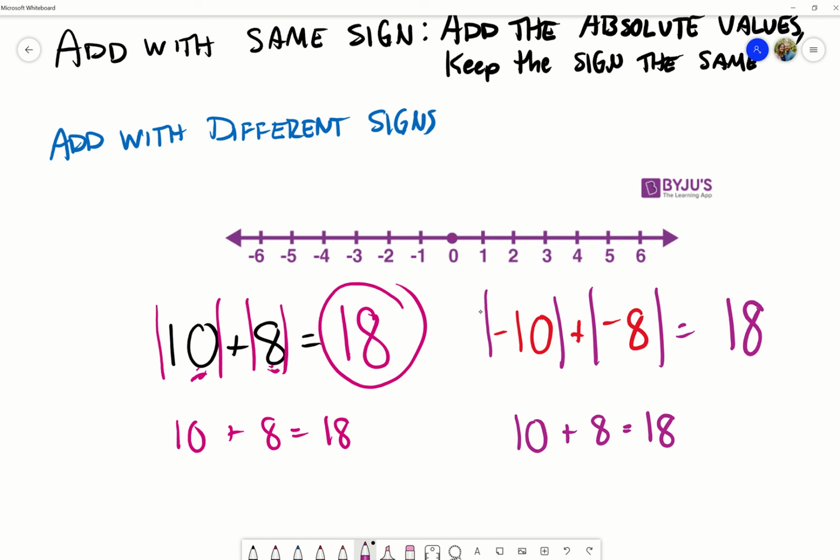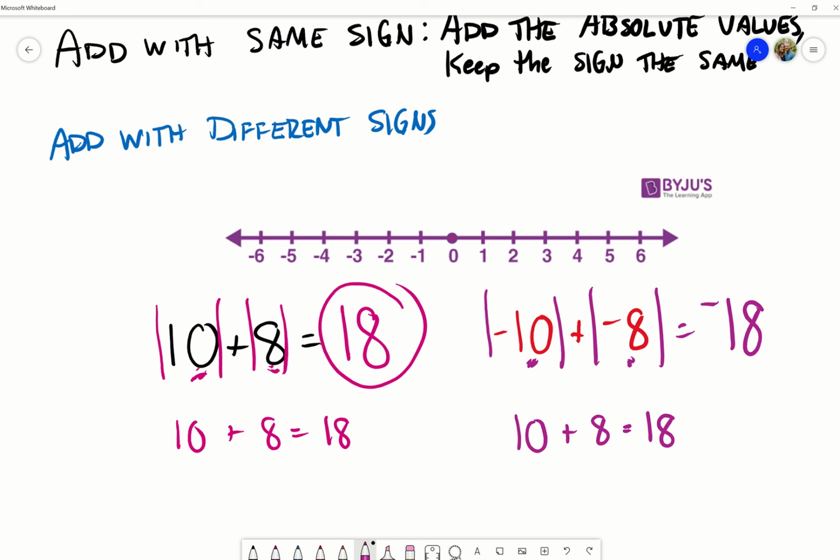And then we keep the sign the same. Are both of these numbers positive or negative? They're negative, so our answer will be negative. Okay, so that's how it works if the signs are the same. If the signs are the same, you just add up the values and keep the sign exactly the way it's supposed to be.